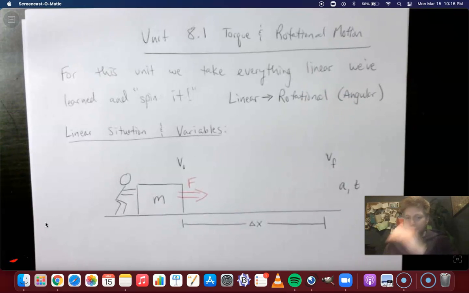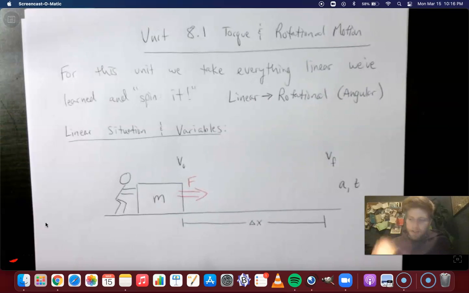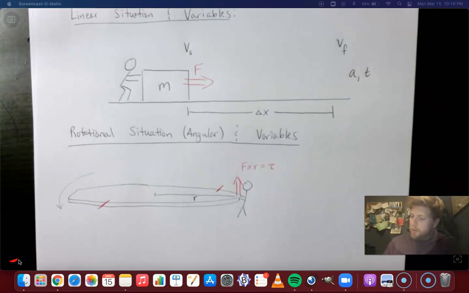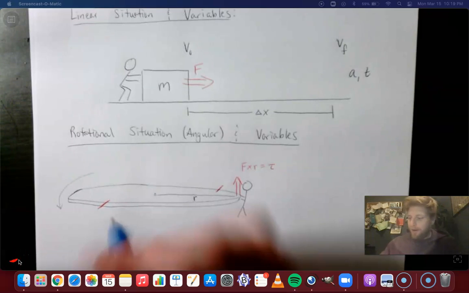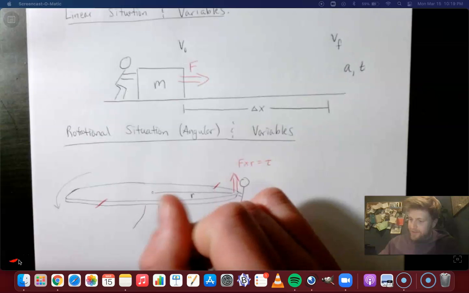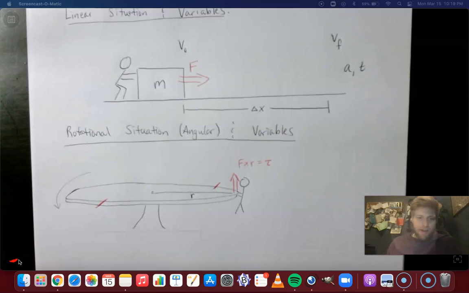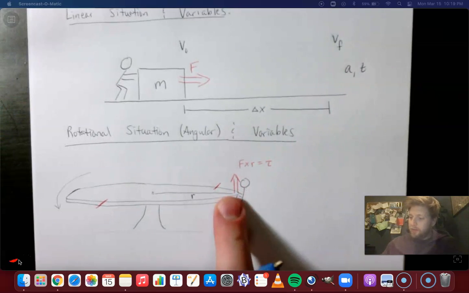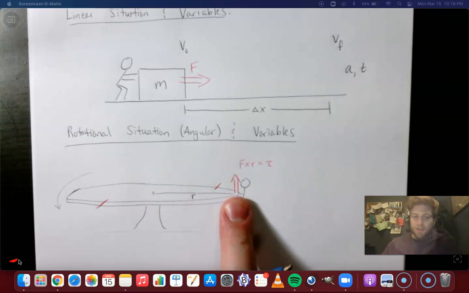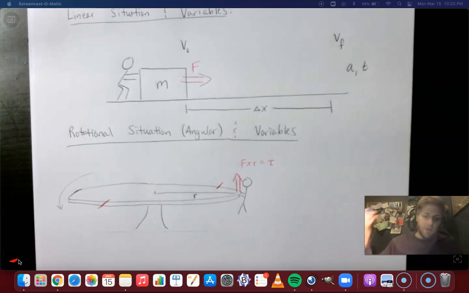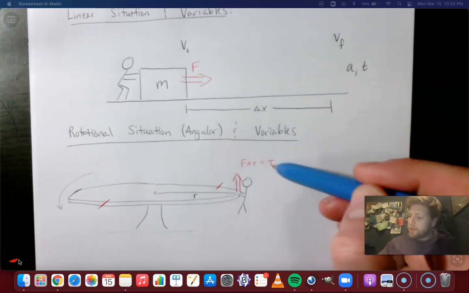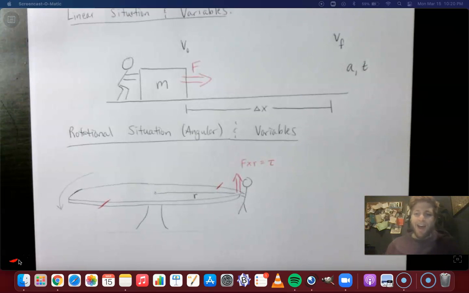Now, the cool thing about this is that everything in this linear example has a rotational or angular equivalent. I want to show you what that picture looks like here. So what I've got here is a fairly okay drawn merry-go-round. Alright, so we've got a merry-go-round. This person is exerting a force at some distance r away from the center of the circle. That amounts to a torque. We're going to talk lots more about torque. Torque uses this funny Greek letter tau, for torque.